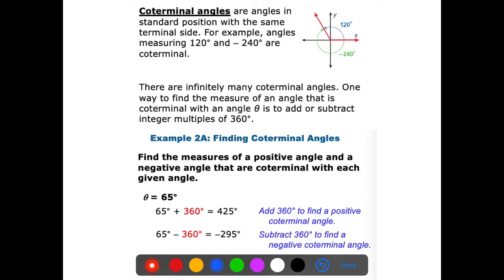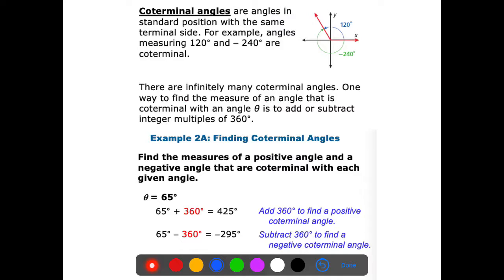Coterminal angles are angles in standard position with the same terminal side. For example, angles measuring 120 and negative 240 are coterminal because they are both in the same position, even though one is negative and one is positive. There are infinitely many coterminal angles. One way to find the measures of an angle that is coterminal with an angle theta is to add or subtract integer multiples of 360 degrees.